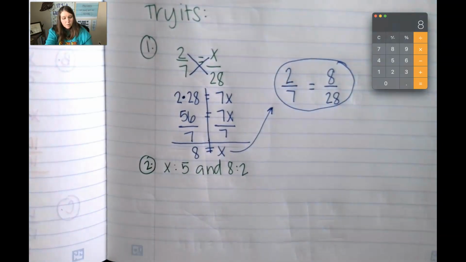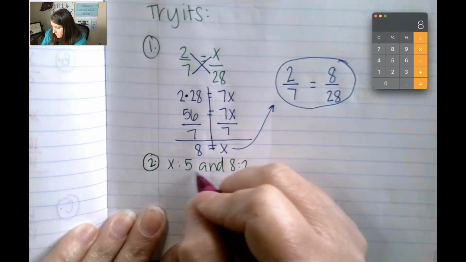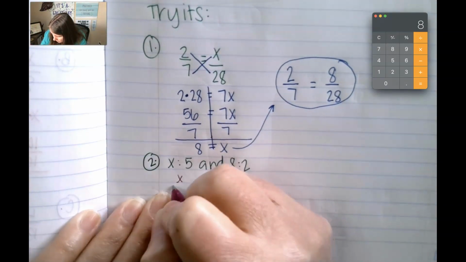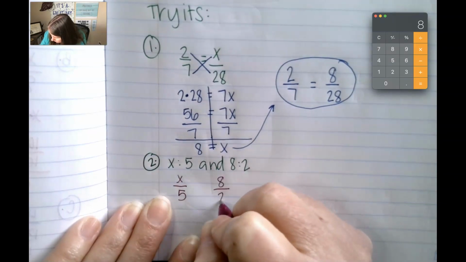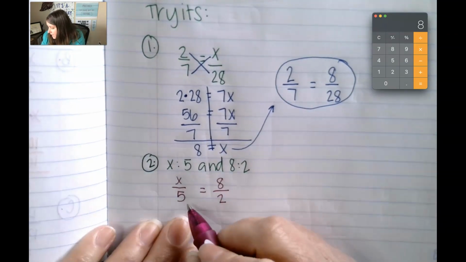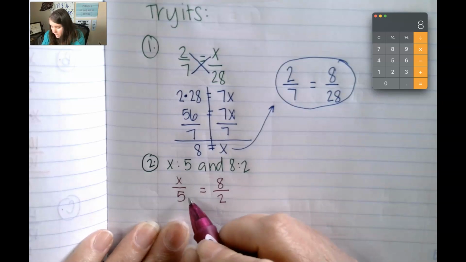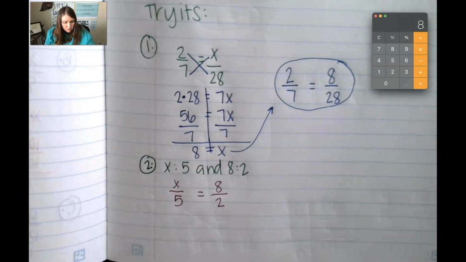All right, let's do our last problem here. On our last problem, we're going to have to put these into order. Let's use a different color. First, we need to make some ratios. We have x over 5, and we have 8 over 2. So again, we're going to cross multiply. So we've done step 1. Now step 2, we need to do some cross multiplication.